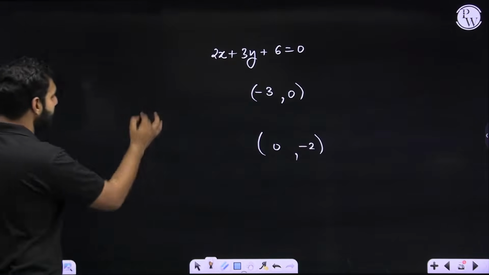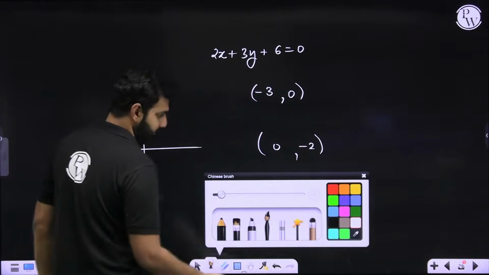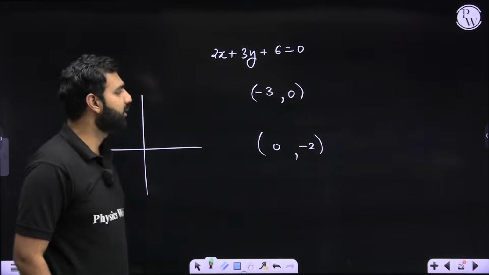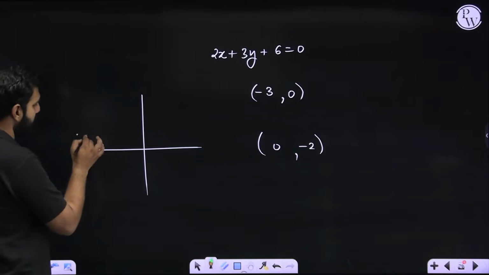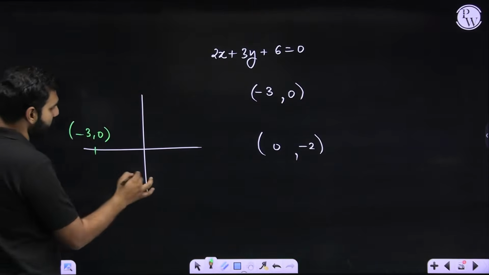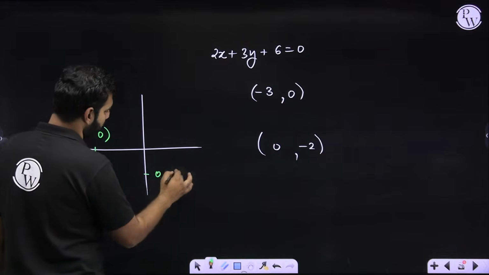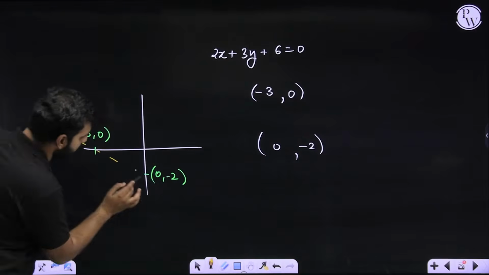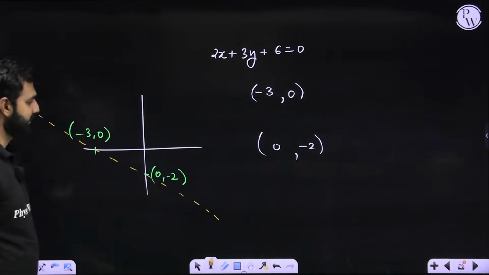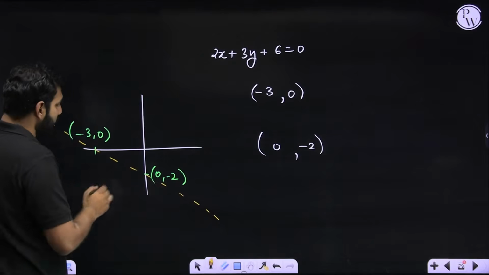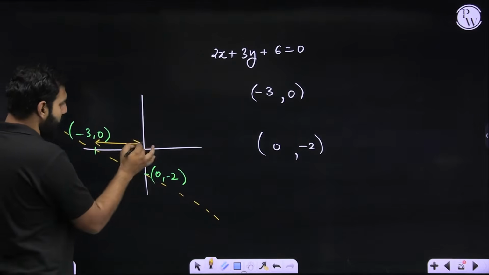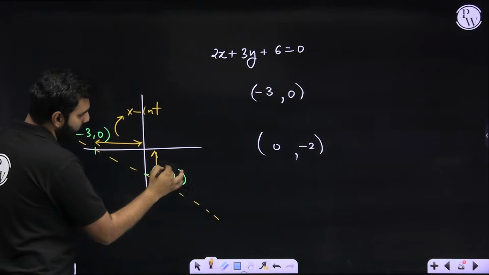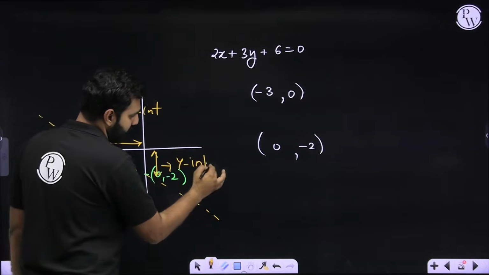So did you understand that this line will be passing through the x-axis and y-axis through these points (-3, 0) and (0, -2)? I hope you are understanding. This will be (-3, 0) and this point will be (0, -2). And if I join these two points, I'll have my straight line getting created like this. So if somebody asks about the x-intercept, then this length over here will be called the x-intercept and this length over here will be called the y-intercept. Did you get that part?